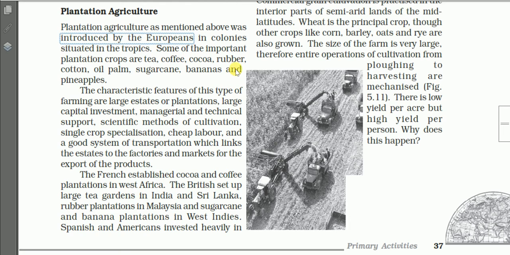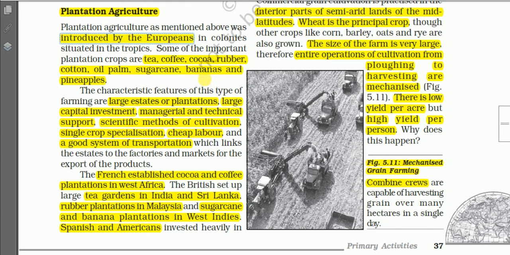Some important plantation crops are tea, coffee, cocoa, rubber, cotton, oil palm, sugarcane, bananas, and pineapple. So these are the important plantation crops introduced by Europeans in their colonies. Now let us find out the important characteristic features of this type of farming, that is plantation agriculture.